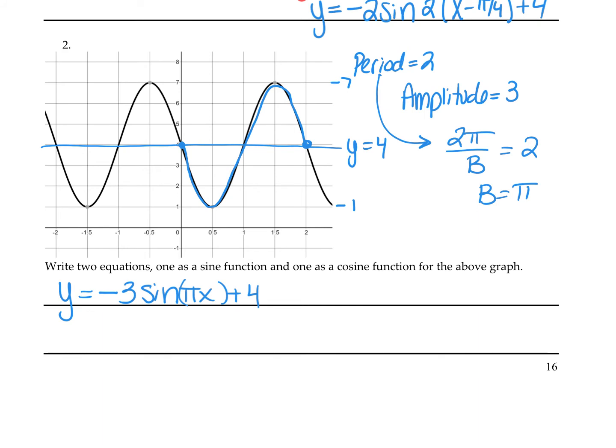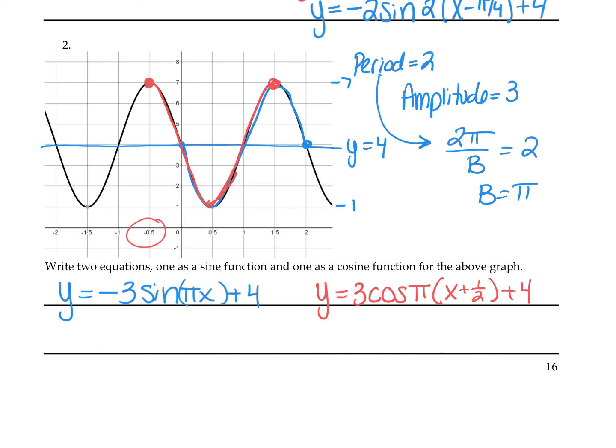So let's do the same thing, but now let's do it for a cosine function. I'm going to start at my maximum. So here, if I start at my maximum, I can have a cosine function, that cycle starts there and ends here. So again, everything's going to be the same except for that phase shift. So I'm going to have y equals 3 cosine of pi, and then x, well, I'm going left a half, so plus a half, or plus 0.5, and then plus 4.